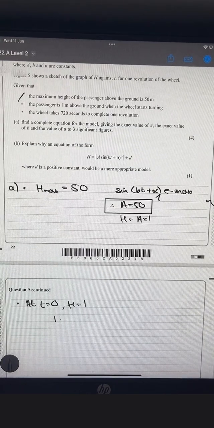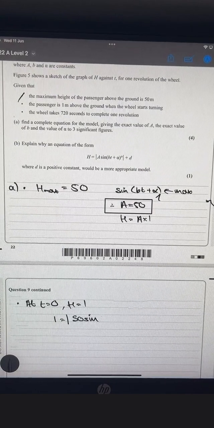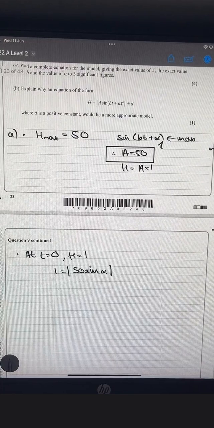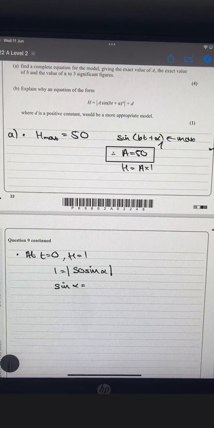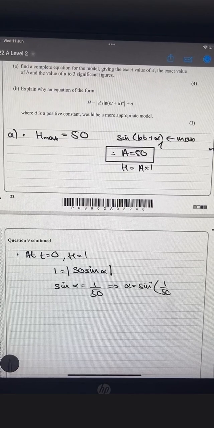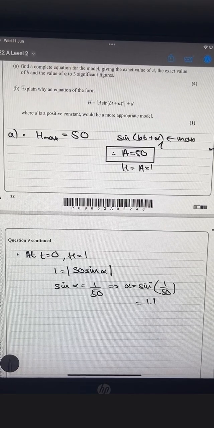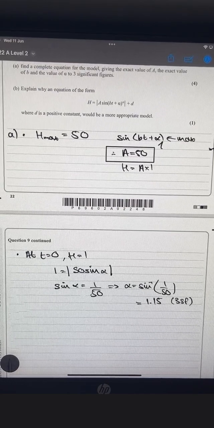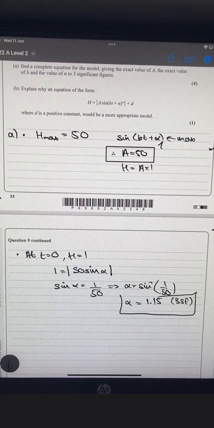So 1 is equal to the modulus of 50 sine alpha, because t is 0, right? So bt goes away, so it's just sine alpha. And now all I have to do is solve for alpha, because that's my only thing missing here. So sine alpha equals 1 over 50, which means that alpha is sine minus 1 of 1 over 50, which is equal to 1.15 to 3 sig figs. Remember, that's how much they wanted it to. So then again, I'm just going to put a box around there.